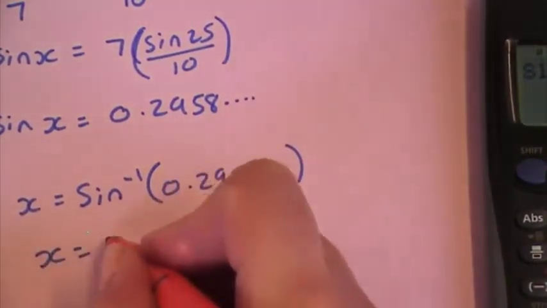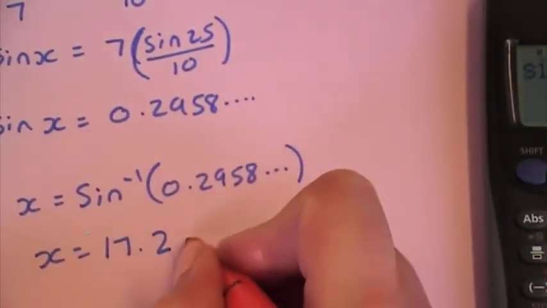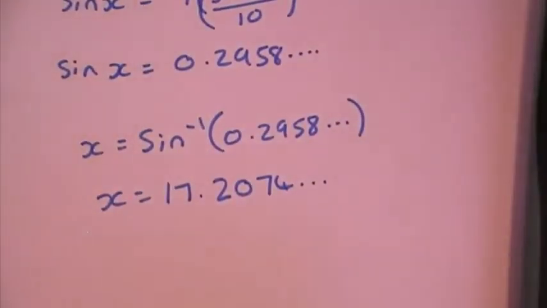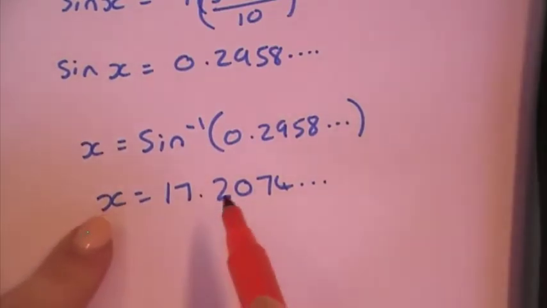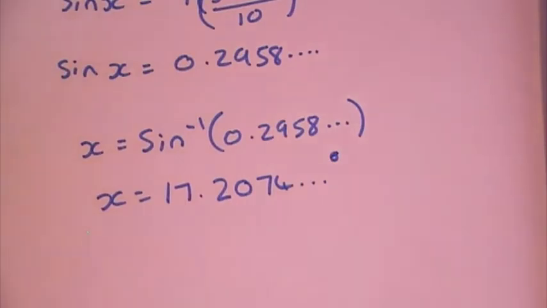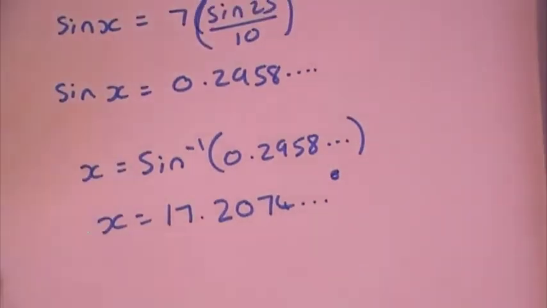So x equals 17.2074, and that goes on. And a question would ask you to a particular degree of accuracy, but I'm not going to do that here because I just made that up. So what is x equal to? 17.2074 degrees, because it was an angle. Alright, so that's the sine rule.